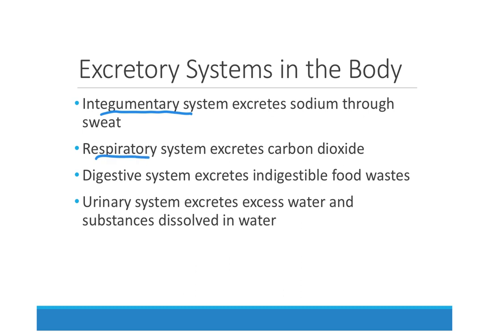Your respiratory system excretes carbon dioxide every time you breathe out, along with a number of other molecules, but carbon dioxide is the key one, the waste product you need to get rid of. Your digestive system, of course, excretes indigestible food wastes, so it's a solid waste removal. And the urinary system excretes excess water and the substances dissolved in water. So it is a solution waste removal system.